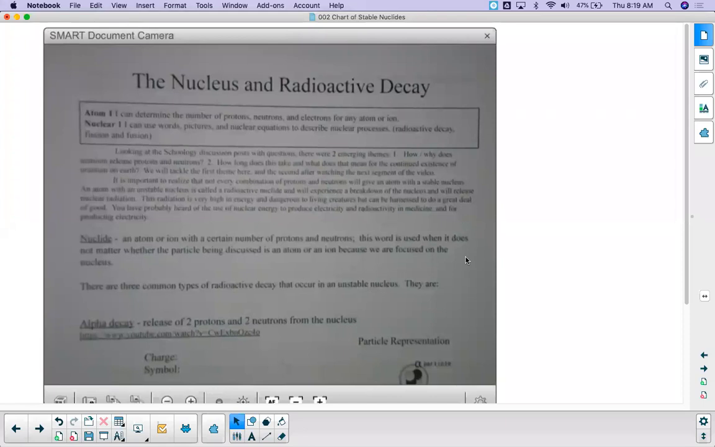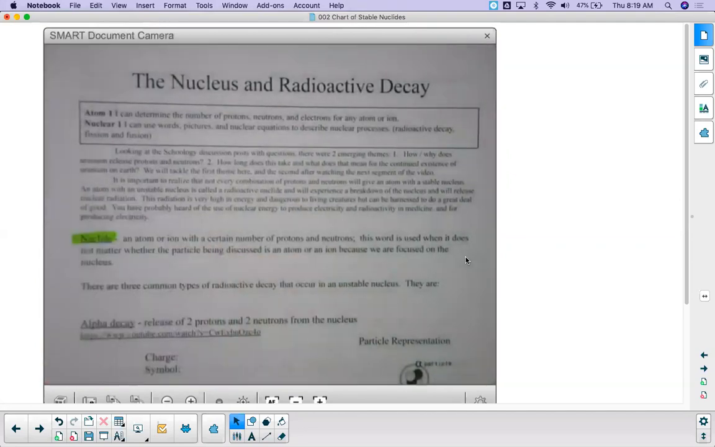So today's theme is going to be the nucleus and radioactive decay and kind of dealing with those ideas of what's going on here and why. We do need a new word as we come at this today. And the new word that we're going to need is the word nuclide.